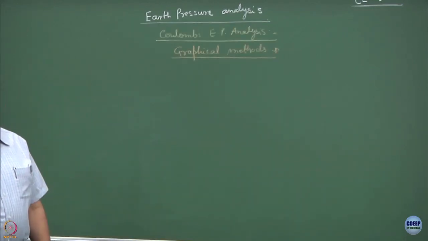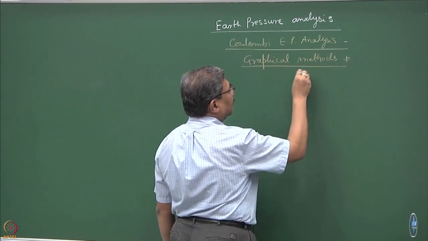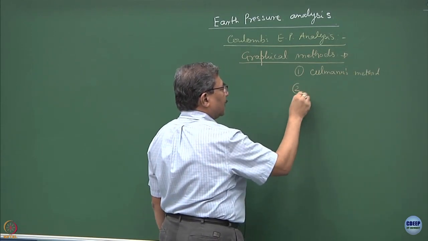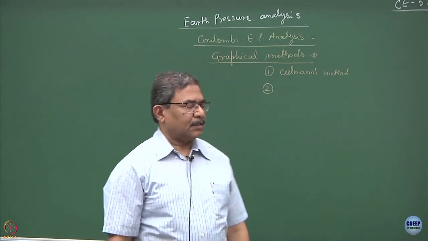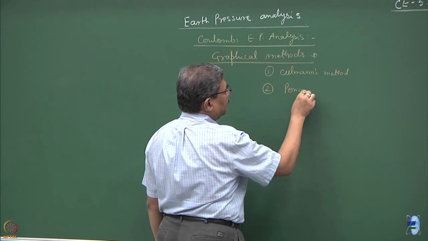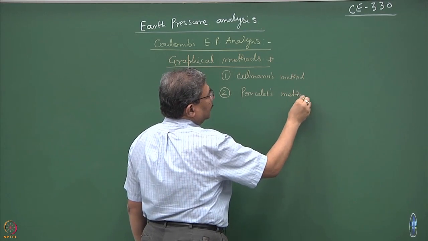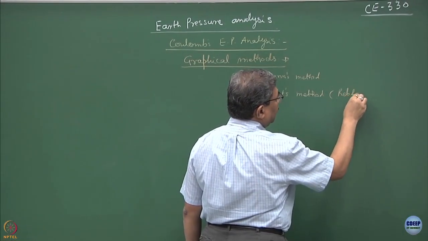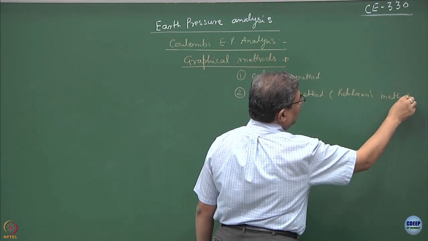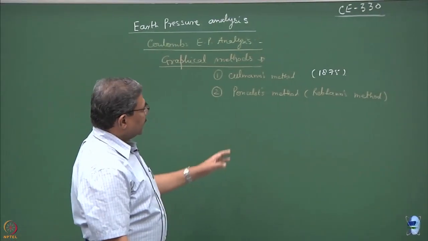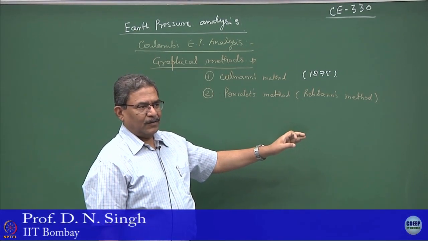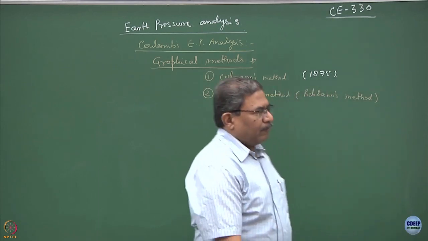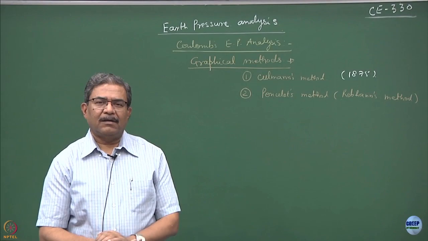There are two methods which are normally employed. The first one is known as Culmann's method. The second one is Poncelet's method, which is also named Rebhann's method. What I suggest is, if you are interested, please follow a book and go ahead with that. All right. So, with this discussion, the earth pressure theory is completed.